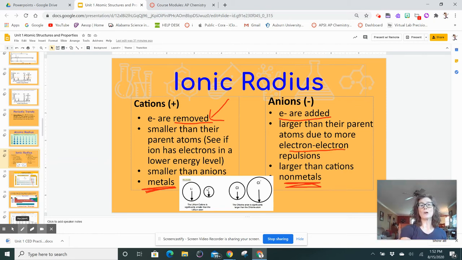Over here for the cations, this is going to get smaller because you may be in a lower energy level, and also because the positive charge is going to draw them in.